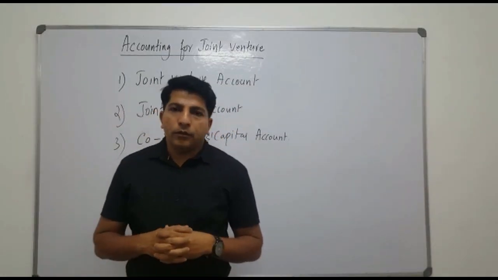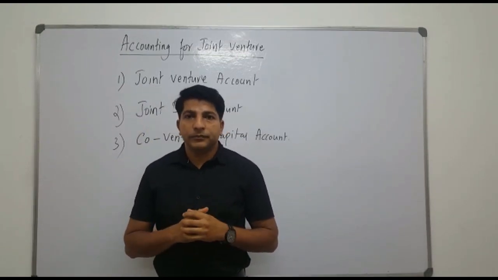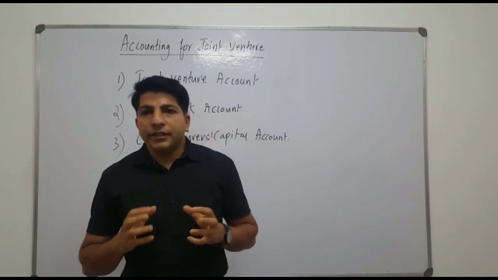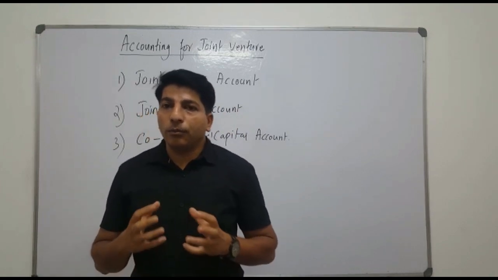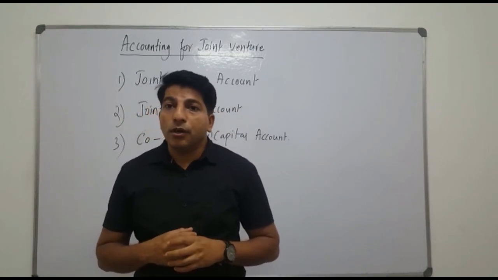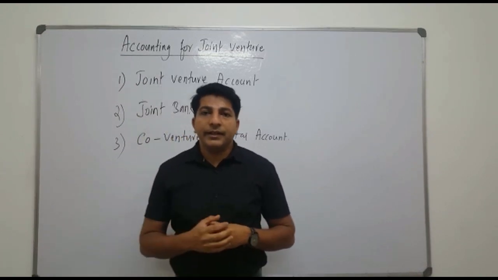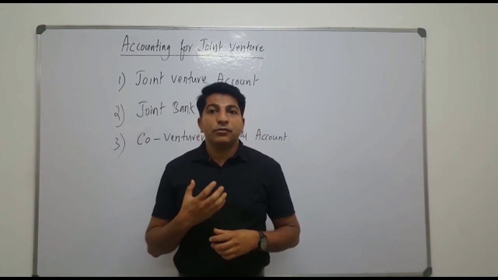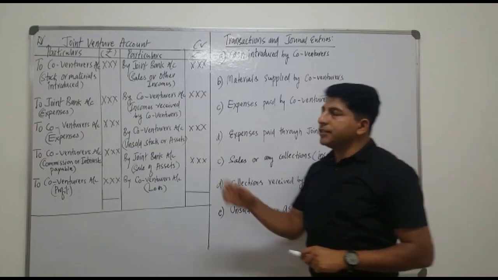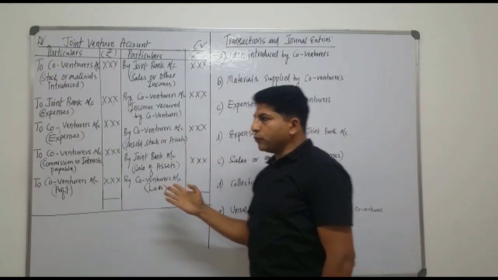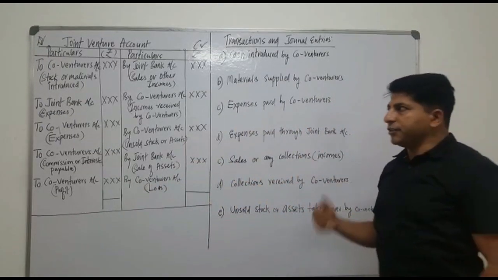Next we have to prepare co-venturers account. It is similar to partners capital account in partnership form. Co-venturers accounts are maintained to keep the records of their contributions of cash, materials supplied by them or meeting venture expenditures directly and direct payment received by them on venture transactions. As we know that joint venture account is prepared to ascertain profit or loss, it is better to know what transactions will appear in joint venture.